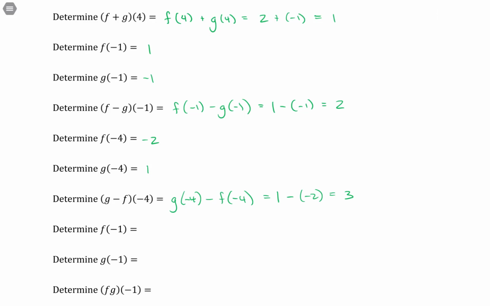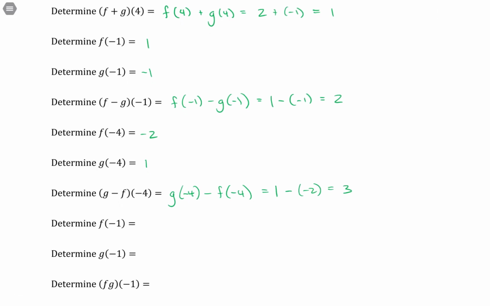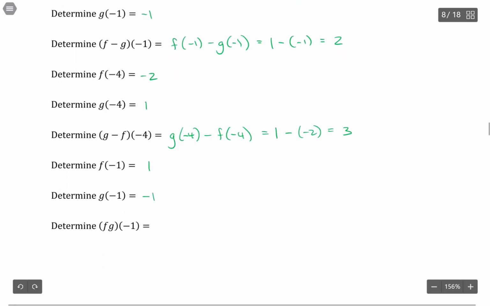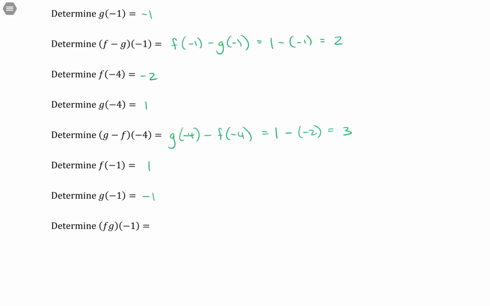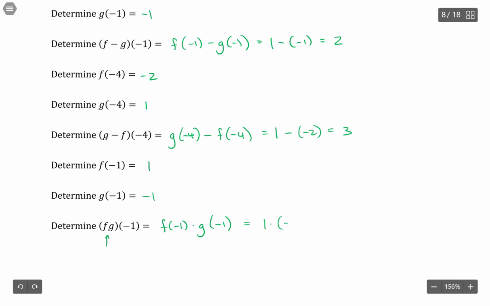Lastly, f of -1 and g of -1 we've already determined, so we'll just use those results. We determined them to be 1 and -1 respectively. For the final result, we want to determine f times g of -1, which means we need to take f of -1 times g of -1. If you notice, there's no dot in between these, and that's okay. That's another way of expressing multiplication. Now that we know that, the result is 1 times -1, which is -1.